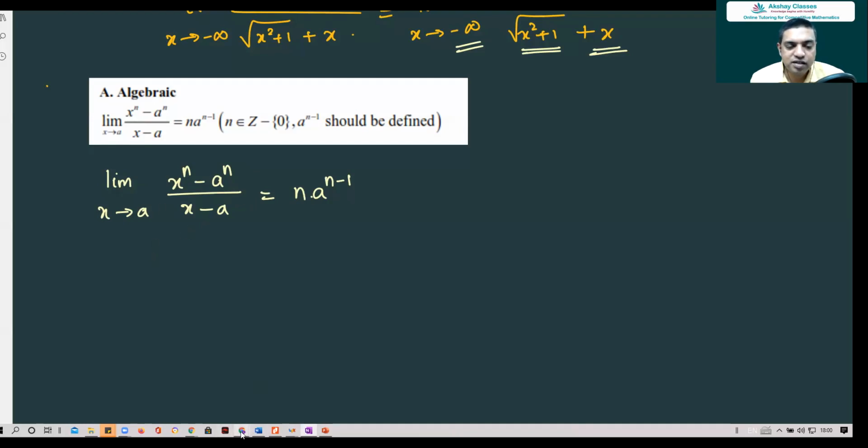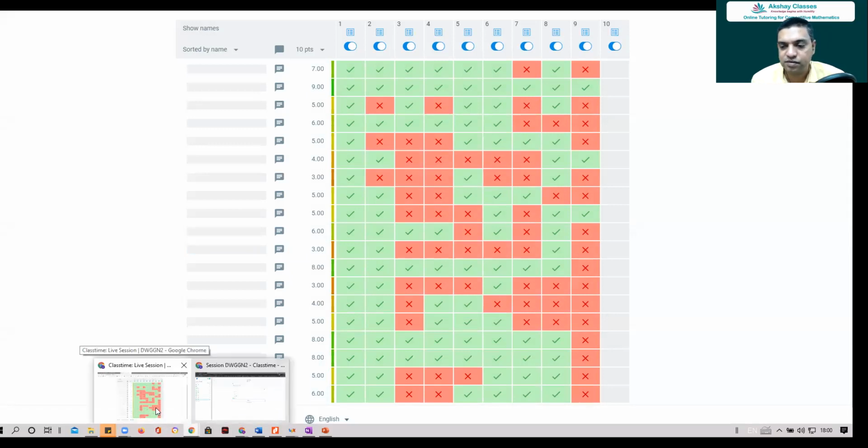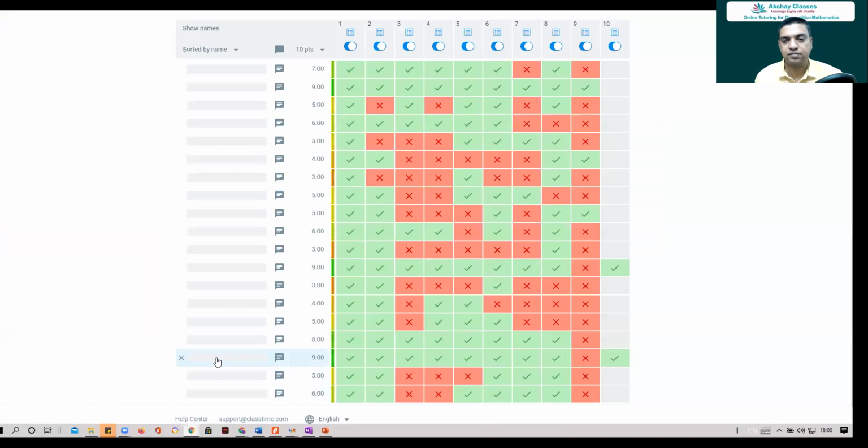So the next question is based on this. The last question for today is based on this formula. So just apply. You will solve within just half a minute, less than half a minute. Please solve. Just apply the formula.